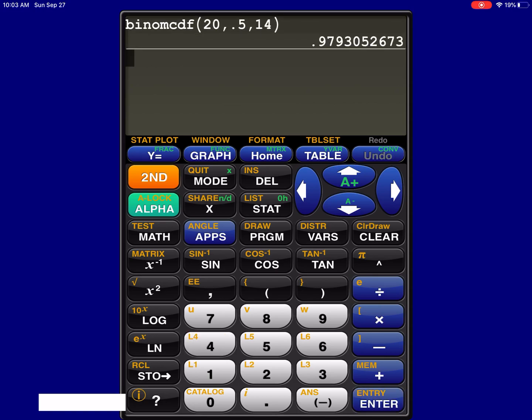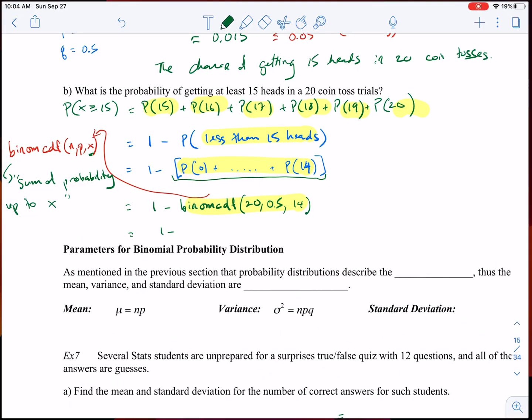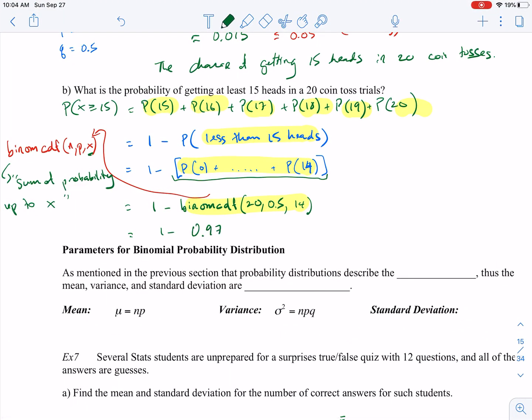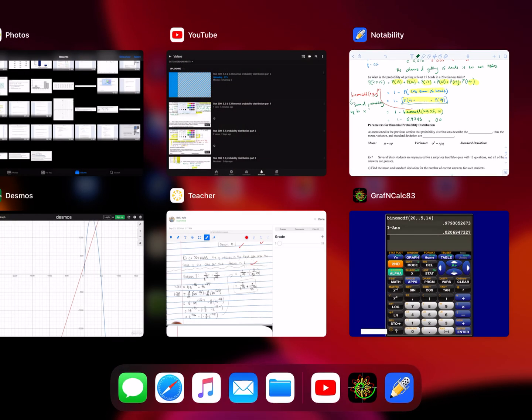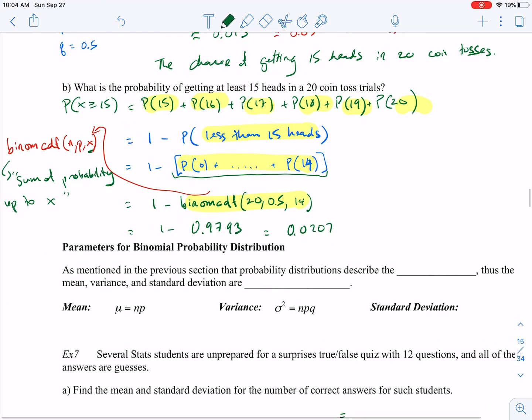So that gives us that, okay, and then we take 1 minus that, so you do 1 minus that right there. So that gives us about 0.02069. So let's do 0.9793. Subtract that, so you get 0.0207. There you go.